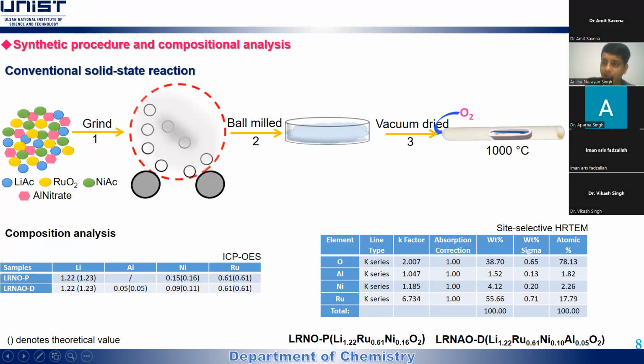So we made a material, say name it LRNOD. For simplicity, let us call it D, the doped material. Once we dope the material, the next procedure is to check whether our material was really formed. So for that, we need to go to, excuse me.